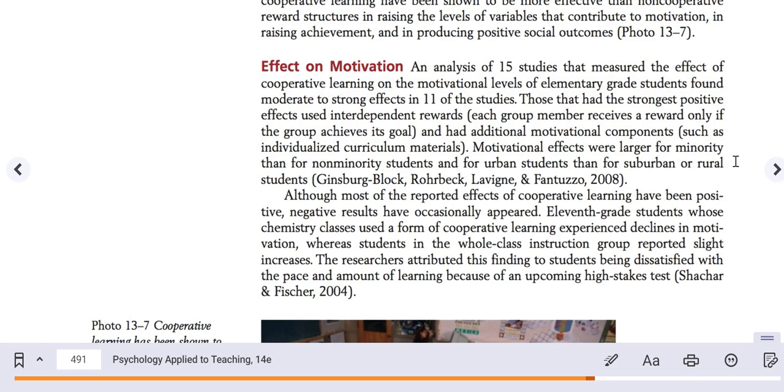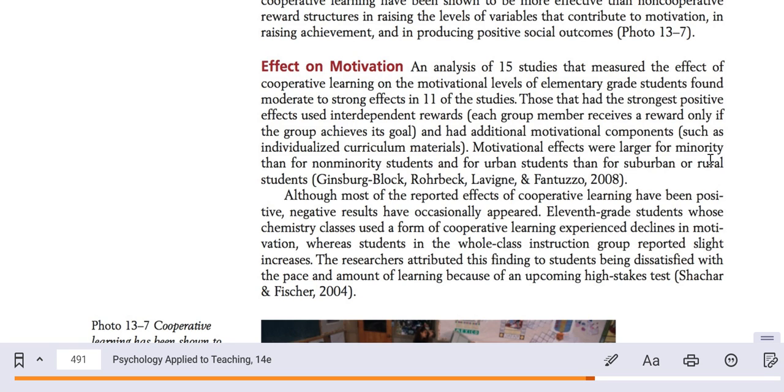Effect on motivation. An analysis of 15 studies that measured the effect of cooperative learning on the motivational levels of elementary grade students found moderate to strong effects in 11 of the studies. Those that had the strongest positive effects used interdependent rewards. Each group member receives a reward only if the group achieves its goal, and had additional motivational components such as individualized curriculum materials. Motivational effects were larger for minority than for non-minority students, and for urban students than for suburban or rural students.